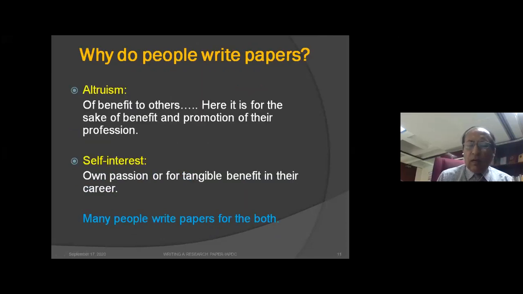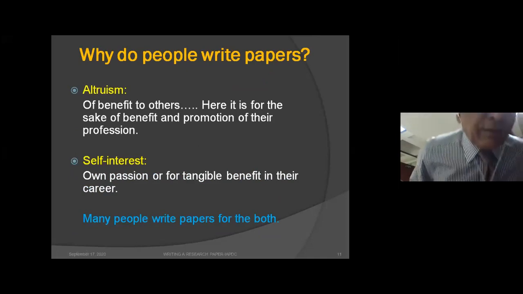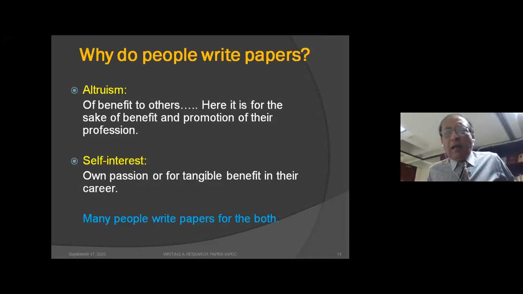So I think you would be happy that you need not have a very good command over English, but you must be correct in sentences, in general grammatical rules.